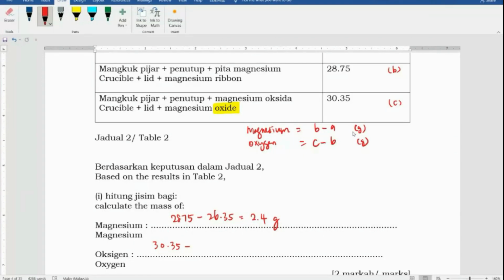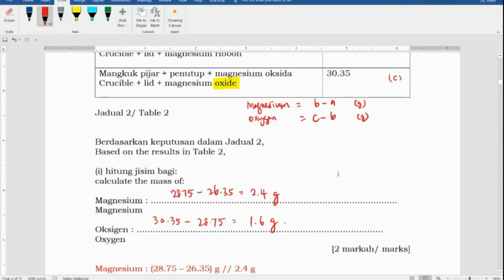Tolak 28.75. So you get 1.6. Yes, 1.6 gram.